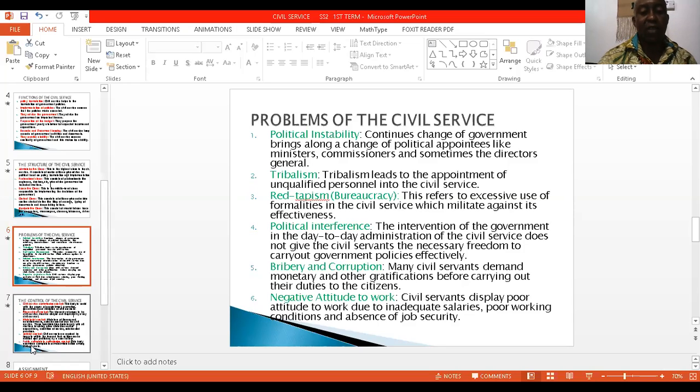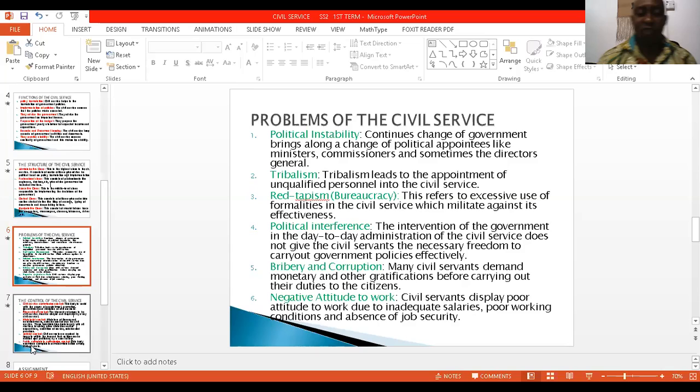We talked about tribalism. Tribalism leads to the appointment of unqualified personnel into the civil service. Say I employ somebody from my tribe to work with me. The person might not be competent, might not even be qualified. Because of your position, you put the person there, and he will mess up. Things might not go in the right direction, the way we want it.